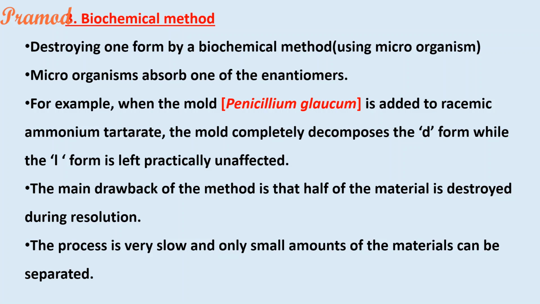So you should know the specific one. If you know which one you have to isolate, then you can use this biochemical method. It's a slow process and only a small amount can be separated. So this is the drawback. The biochemical method is a destructive method where one of your enantiomers is completely used up, and you use microorganisms for the separation. Example: Penicillium glaucum used for separation of ammonium tartrate from the racemic mixture, where the D isomer is completely used and L is left.